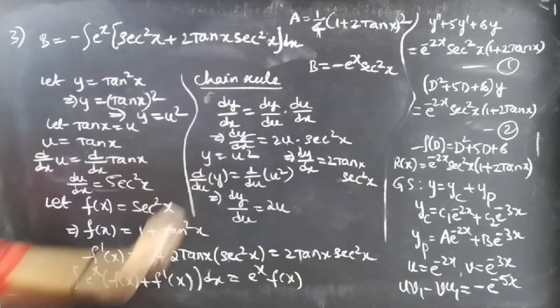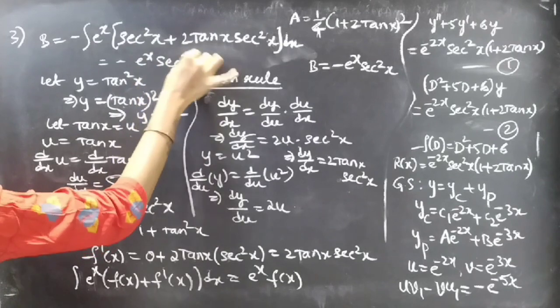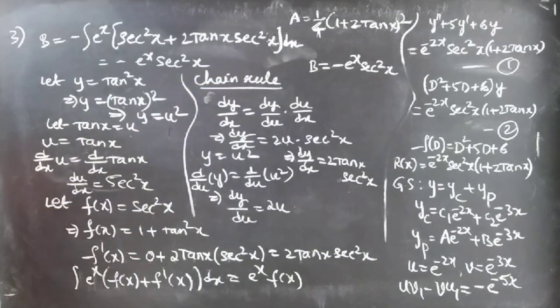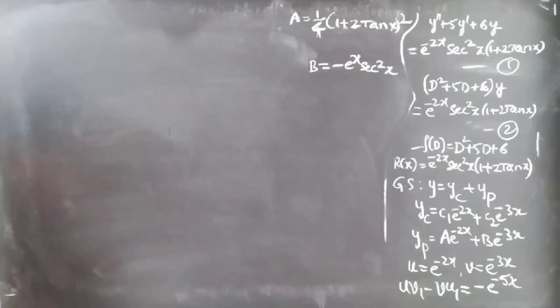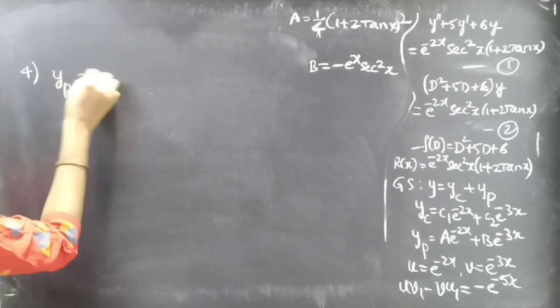We can apply the formula simply, which equals minus e power x f of x. Just substitute f of x. Then we'll get b equal to minus e power x secant square x.